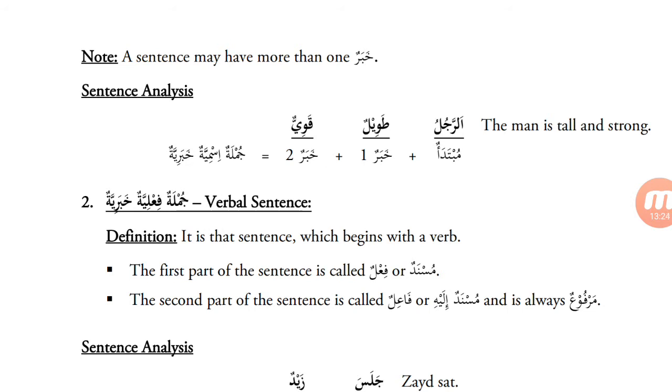Here, let's have a look. Tawilun, this is the first khabar. Is it marfu'? What's the sign of rafa'? The sign of rafa' is the two dhammas appearing on the lam. Tawilun is marfu'. Qawiyun, this is the second khabar. Is it marfu'? Yes. How do we know? Because of the two dhammas appearing on the final letter. This is the sign of rafa'. So qawiyun is marfu'. Ar-rajulu tawilun qawiyun. The man is tall and strong. So this is a nominal sentence, Al-jumlatul ismiyah.